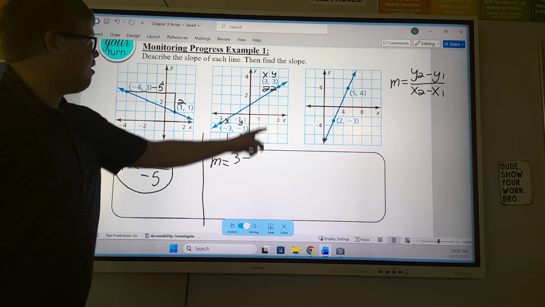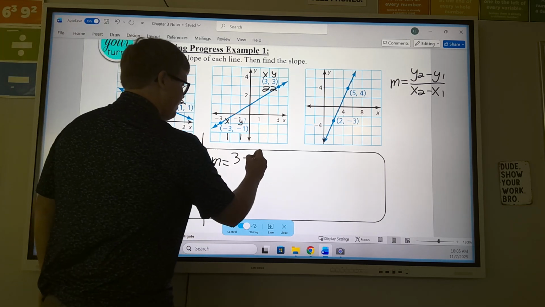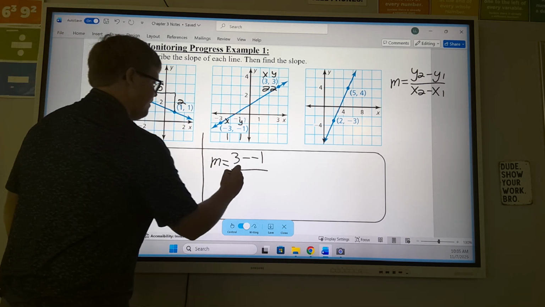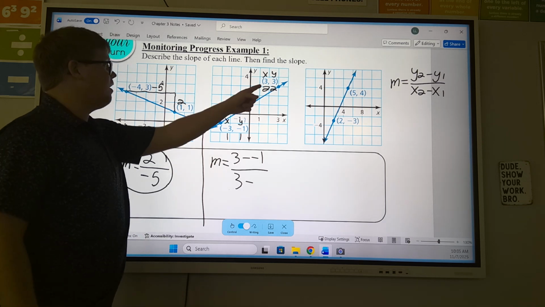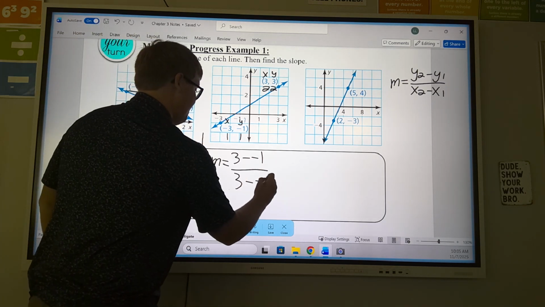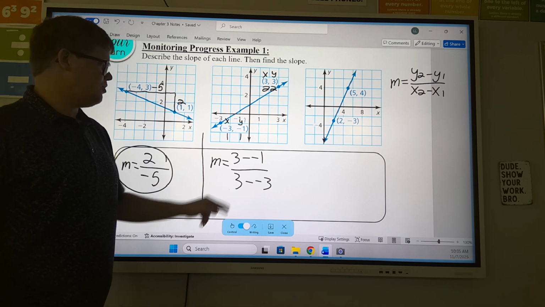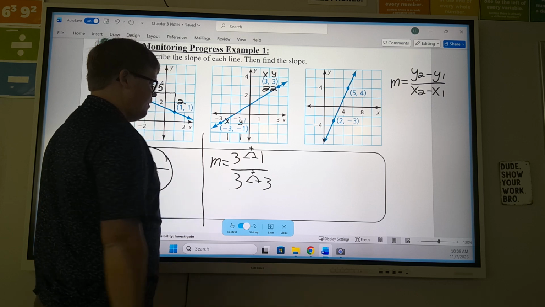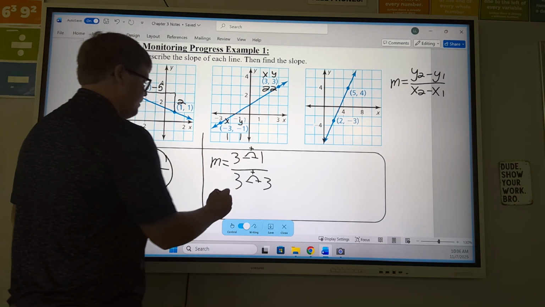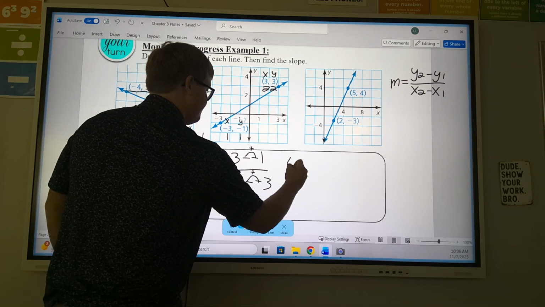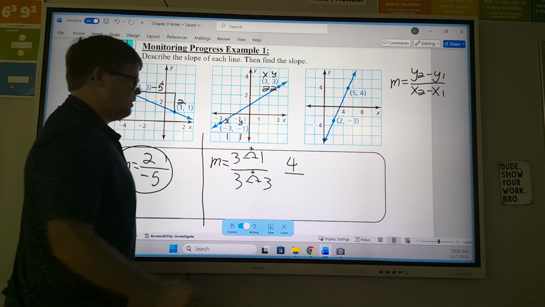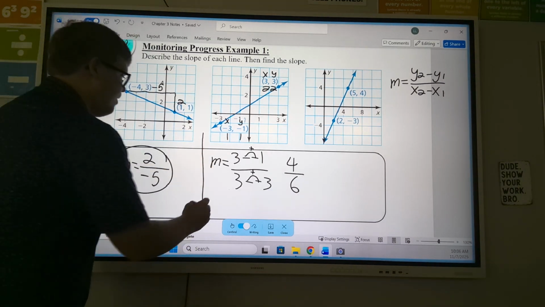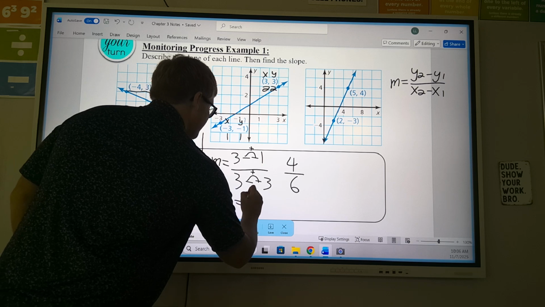Now we have to find our y1. Our y1 is a -1, over our x2 is 3, minus our x1, which is a negative 3. Okay, we know we have these two negative signs. Double negative turns into a plus sign, right? 3 plus 1 is 4. And 3 plus 3 is 6. And in order to reduce this fraction, we need to divide both the top and the bottom by 2. Our slope in this situation is 2 over 3.